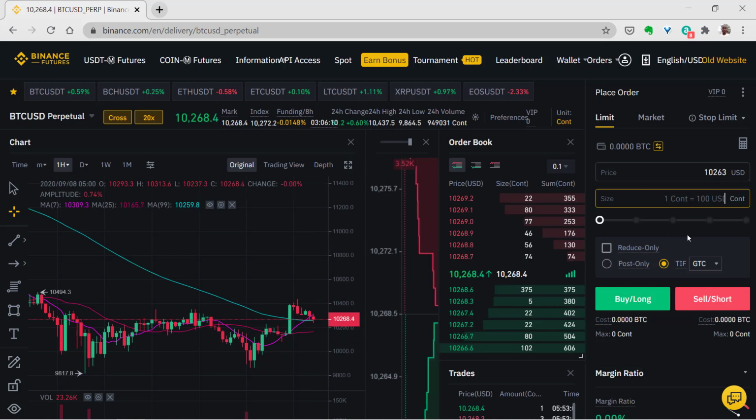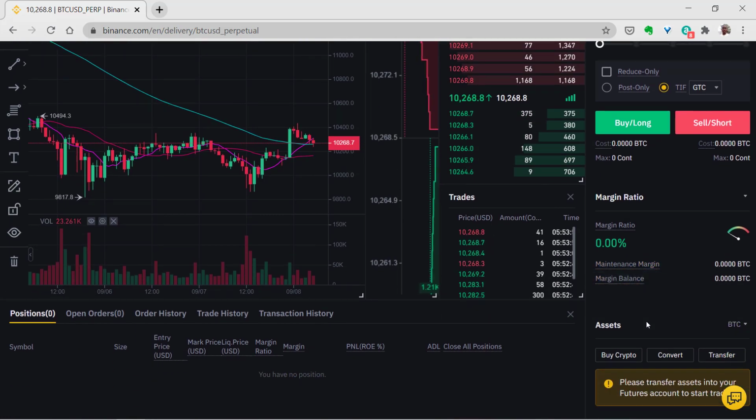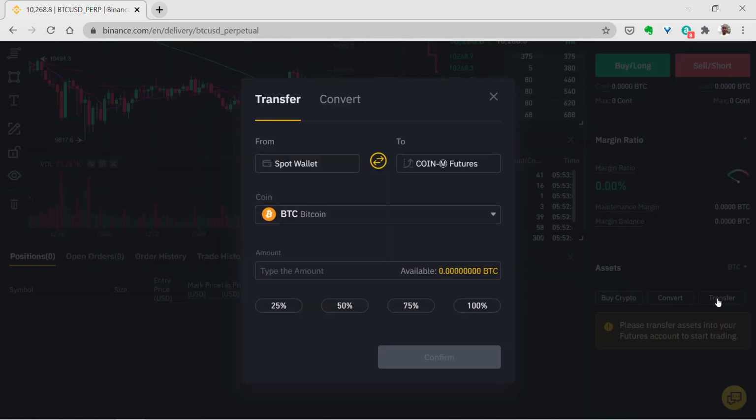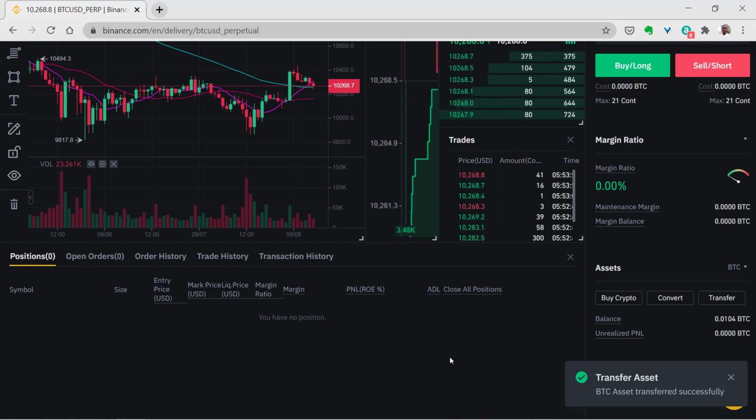For the purpose of this demonstration, I'll place a market order of 3 contracts. But first, I have to put some money into the account. I have none, as you can see, I have none in the account. So that is very easy to do. Just come here, click on transfer, spot wallet to the CoinM futures. I put my 100%, confirm, it's transferred.